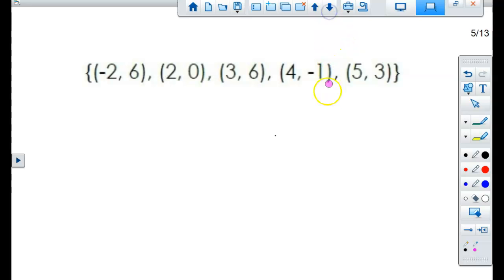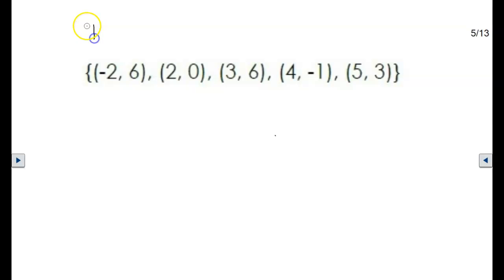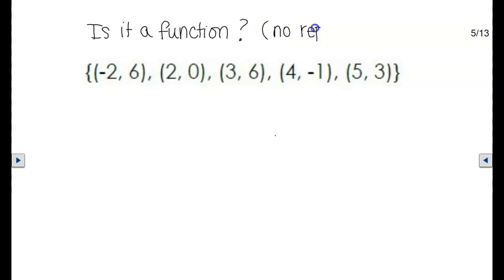All right, so you are going to be doing some examples where you are given ordered pairs and you have to decide, is this a function? Is it a function or not? That is the question you're going to be answering on the assignment that you do today. This is that point where I want you to think about that word function, and I want you to think no repeating x values.